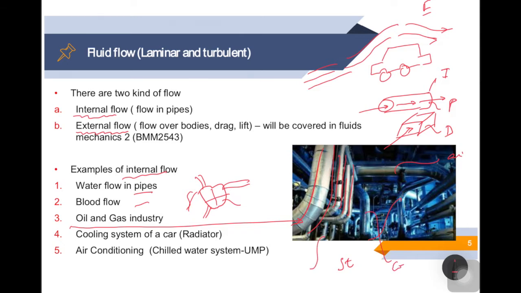Then there is drainage, etc. So there you've got different types of piping systems and networks available. Then you've got even smaller systems, like the cooling system of a car or a radiator, which we will see in the next example. And an air conditioning example is an example of a duct, D-U-C-T. So this is all about flow, internal flow and external flow.